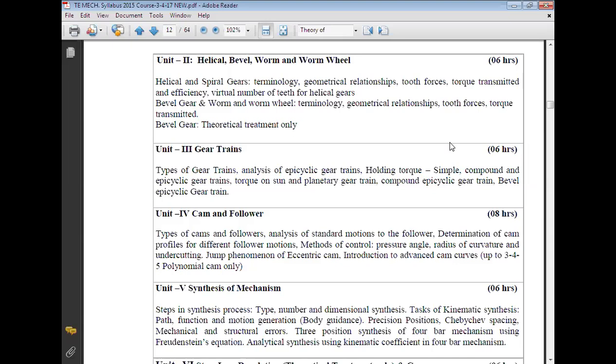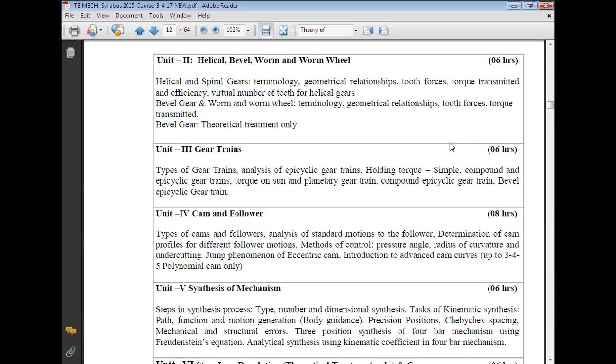Bevel gear will be there for the theoretical portion. Okay, the numericals will be asked on the worm wheel, helical gear and spiral gears. So only the theory portion of the bevel gears needs to be studied.